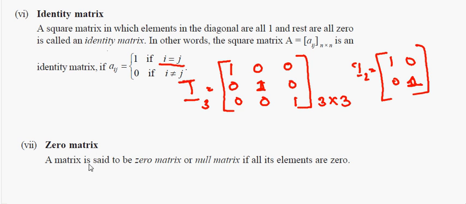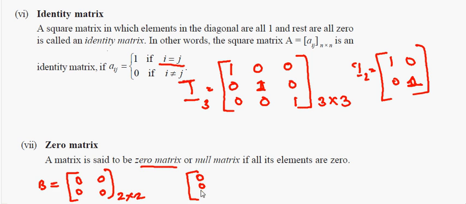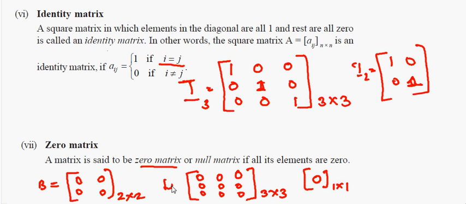Next type of matrix is the zero matrix. A matrix is said to be a zero matrix or a null matrix if all its elements are 0. Suppose you take a 2 by 2 matrix whose order is 2 by 2 but all the elements are 0, then you call this a zero matrix. You can represent the same in a 3 by 3 matrix also, where all the elements are equal to 0. If it is only one element, then it is one row one column. These are examples of a null or zero matrix.